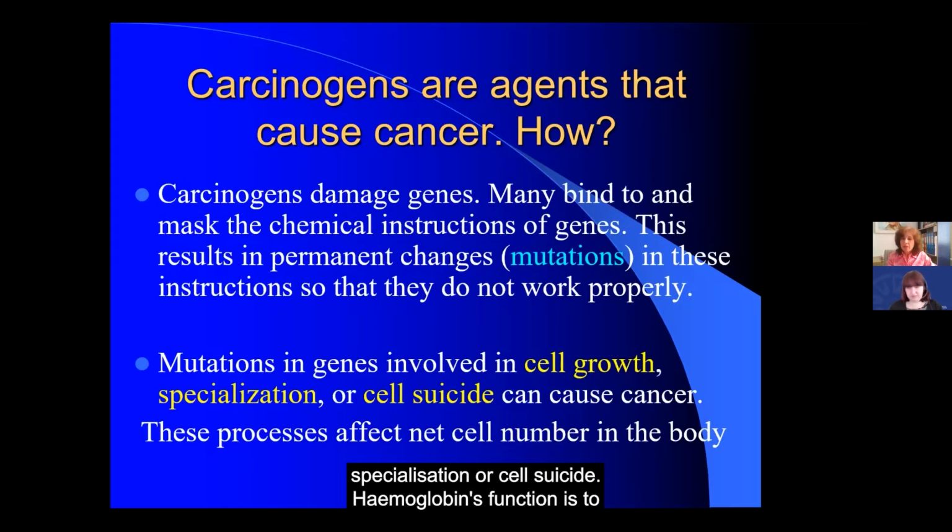Okay, hemoglobin's function is to carry oxygen in the blood, so it doesn't affect net cell numbers. Okay, so a mutation in hemoglobin may give you another disease, but it won't cause cancer.